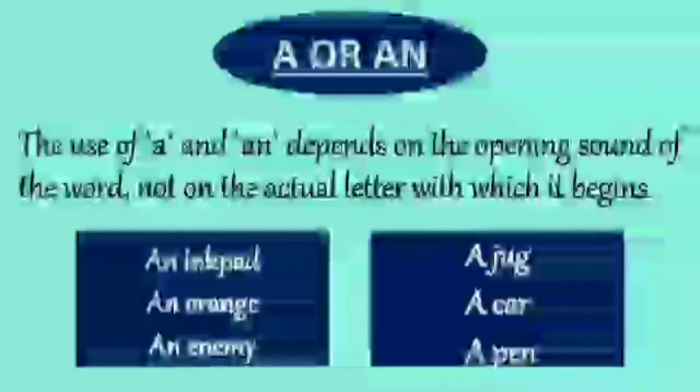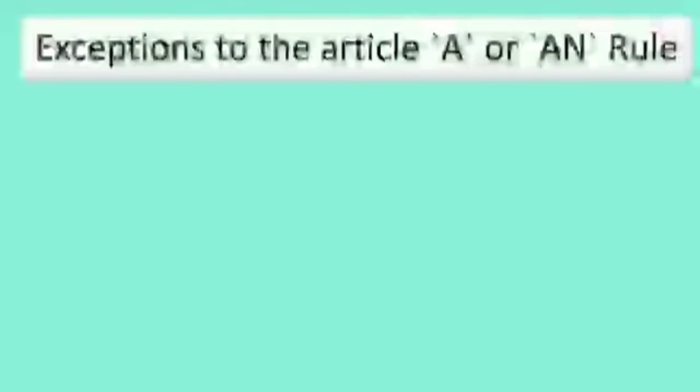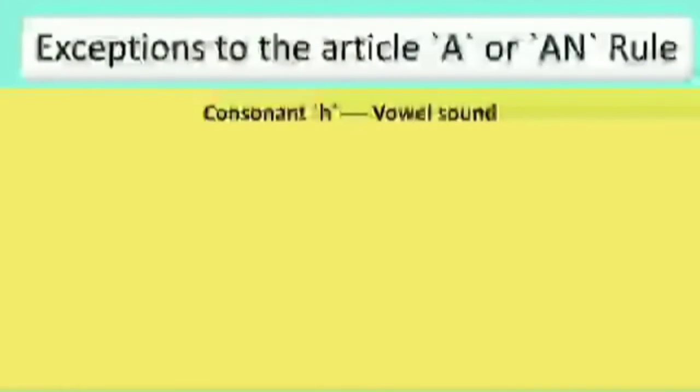But there are some exceptions in their use. So have a look at them. Sometimes a word may begin with a consonant, but we use an before them. Do you know why this happens? Let's see. Sometimes the words which begin with the consonant H have a vowel sound, or H is silent.